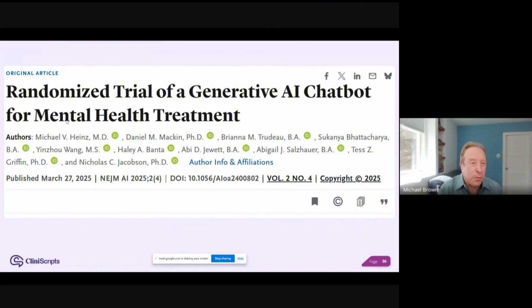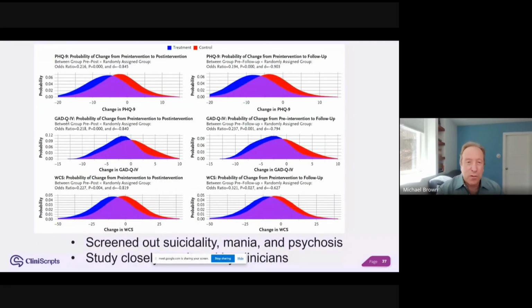So in that context, I thought it'd be interesting to show a study that just came out pretty recently, March 27th. Randomized trial of a generative AI chatbot for mental health treatment. So they did a randomized trial to see how well an AI chatbot did in treating certain conditions, particularly depression, anxiety, and eating disorders. And the quick result is it had a clinically significant positive effect.